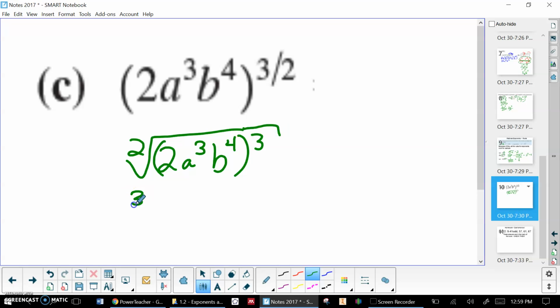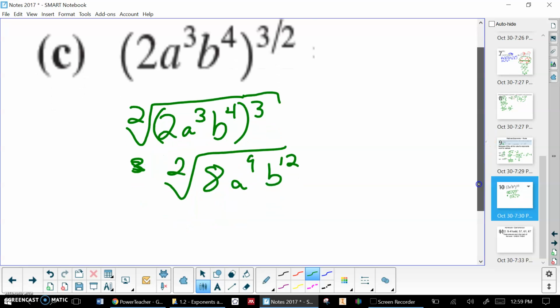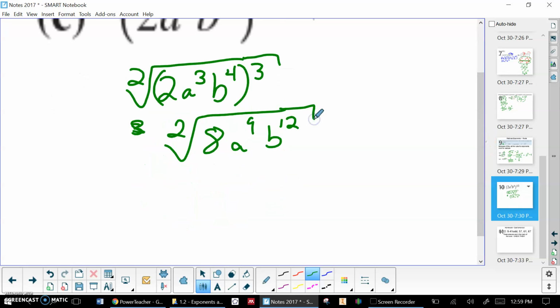So this is going to give me the square root. 2 to the 3rd is 8. A to the 3rd is a to the 9th. And b to the 4th to the 3rd is b to the 12th. Now what I'm going to do is go through and look for perfect squares that go into all of these. Now 8 isn't a perfect square, but 4 is, and it goes in. So I'd have the square root of 4 times the square root of 2. I'm going to drop the 2 because it's just a square root.